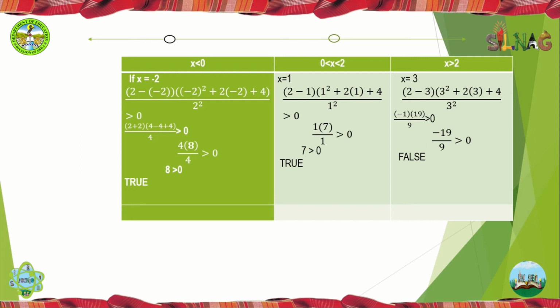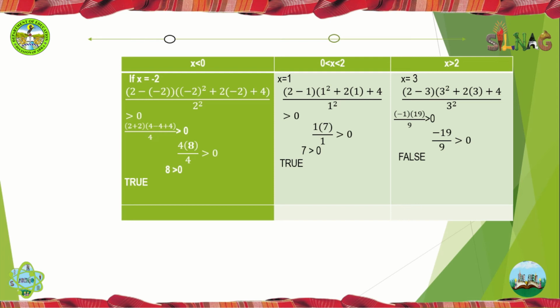Then we have 1 at the second column. So we try 1. So 2 minus 1 times the quantity of 1 squared plus 2 times 1 plus 4 over 1 squared is greater than 0. Then we simplify the left side. So we have 1 times 7 over 1 is greater than 0.